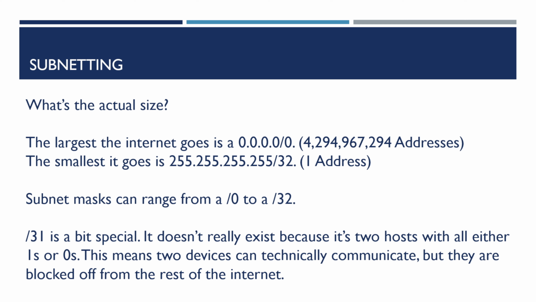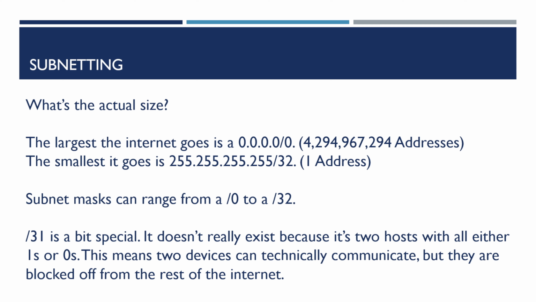Subnet masks can range from a /0 to a /32. You will never see a /0 unless you're referring to the internet as a whole. A /32, again, applies to one singular address. A /31 is a bit special.